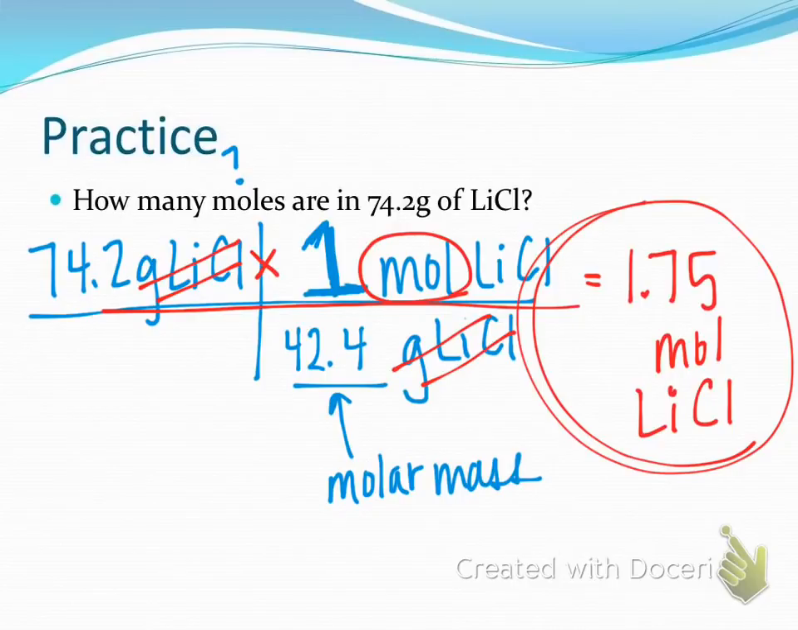We know that 1 mole of lithium chloride weighs 42.4 grams, correct? We just calculated it. 1 mole weighs 42 grams. Did we start with greater than or less than 42.4 grams? Greater than. So we should end up with more than 1 mole. If we know that 1 mole weighs 42 grams and we started with 74 grams, that means we're dealing with more than 1 mole of our substance. Does that make sense?